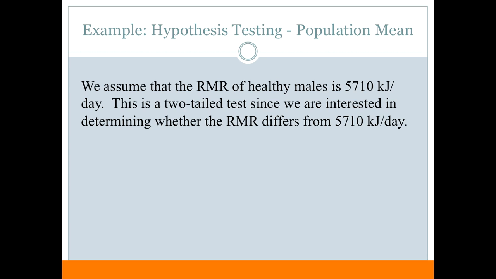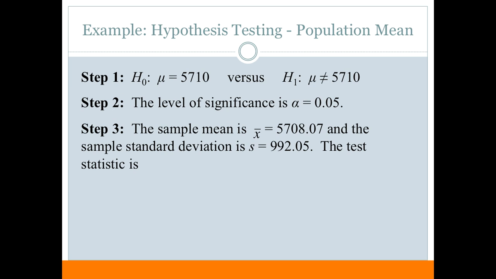Now we know we're going to have a two-tailed test because it just said the word different. It didn't say increased or decreased. So this is a two-tailed test. Now our null hypothesis is going to be that mu is equal to 5,710. And our alternative is going to be that mu is not equal to 5,710. We know that alpha equals 0.05, and we know that the sample mean, x bar, is 5,708.07, and the sample standard deviation is 992.05.